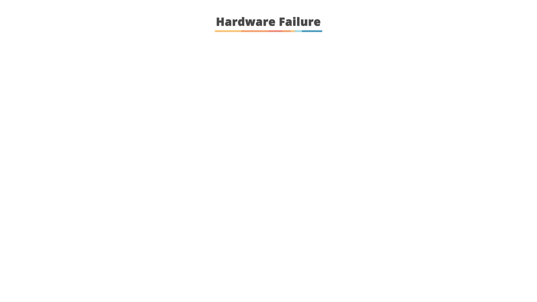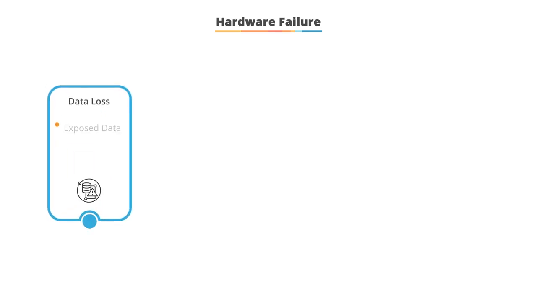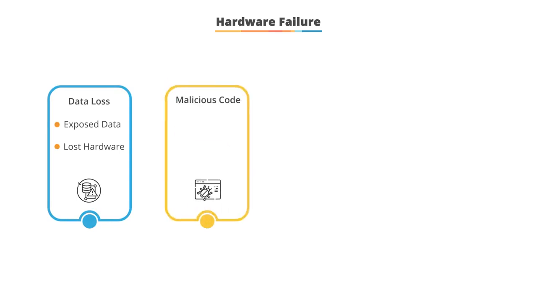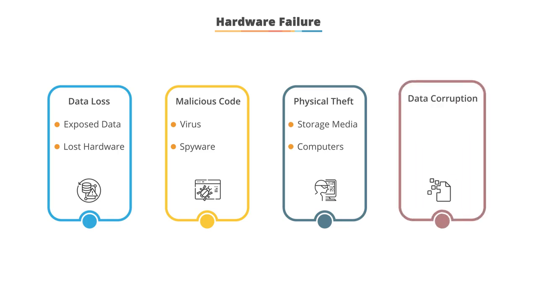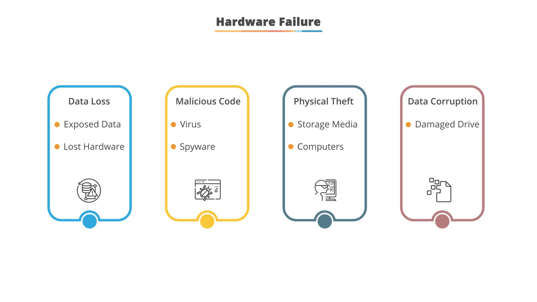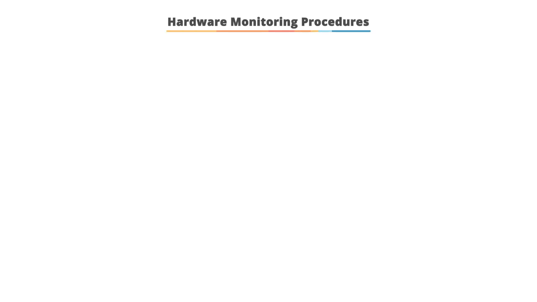If we have hardware failure, we could have data loss. Data gets exposed. Hardware gets lost. We could have malicious code impact our hardware, viruses, spyware. We could have physical threat or physical theft. With physical theft, you could have storage media that gets taken. Computers get stolen. Finally, you could simply have data corruption, drive damage, drive corruption, where you then lose some or all of your data.